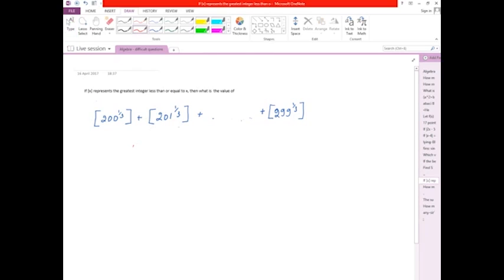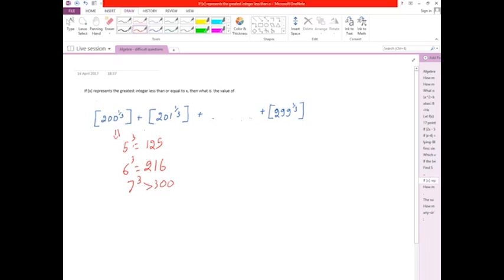Greatest integer function. We have a similar question in our portal also. You have to take cube roots of all these functions, and then the greatest integer, which is the integer just lower to it, is the solution. So let's look at cube roots first. So 5 cube will be 125, 6 cubes will be 216, and 7 cube will be something greater than 300.